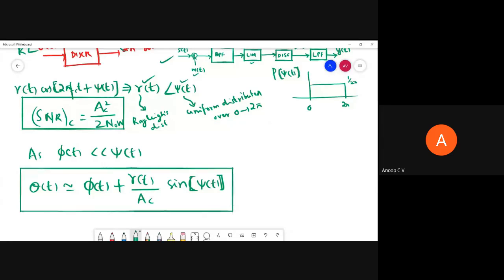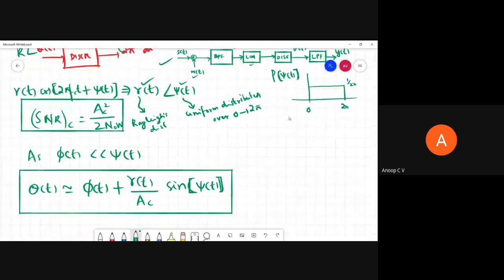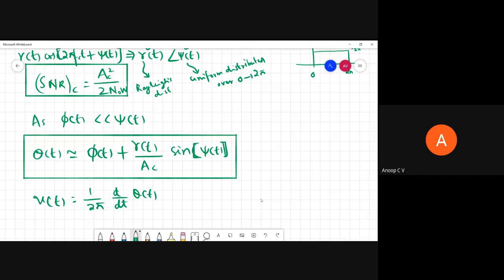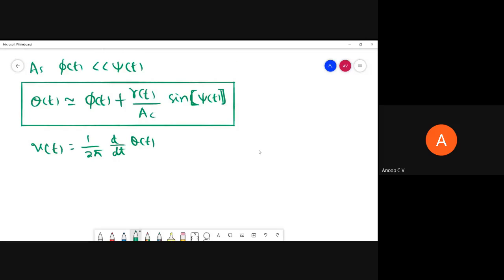Now from this we'll find what is v of t. V of t is nothing but the discriminator output. So v of t we can write now: v of t is equal to 1 by 2 pi d by dt of theta of t. So how can a slope circuit and an envelope detector bring in the effect of differentiation in the time domain?